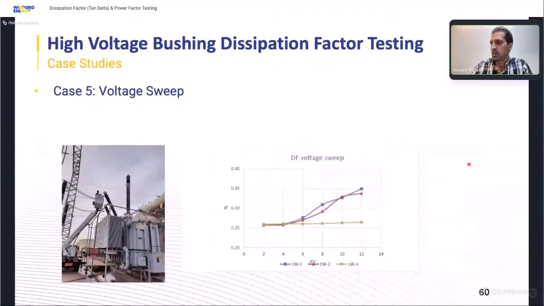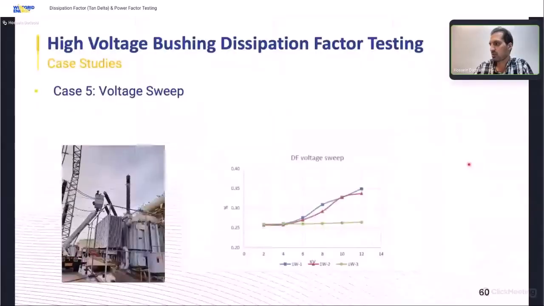The other test is voltage sweep. It means that we change the voltage from maybe 500 V or 2 kV up to 12 kV. It helps us find out any contamination problem outside or inside of the bushing.